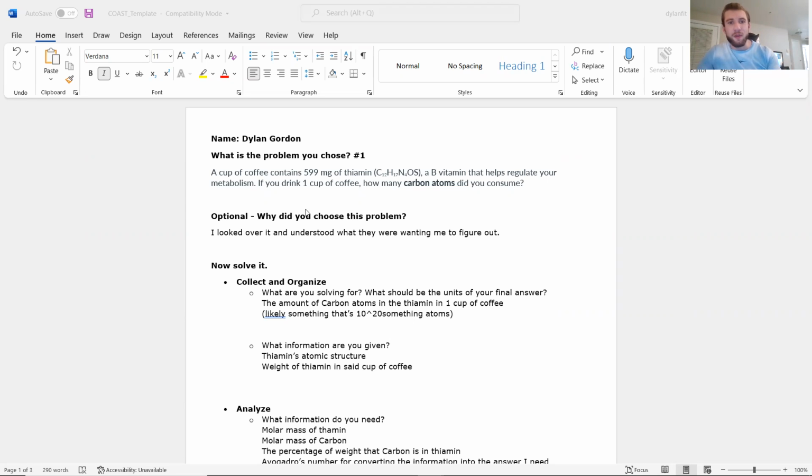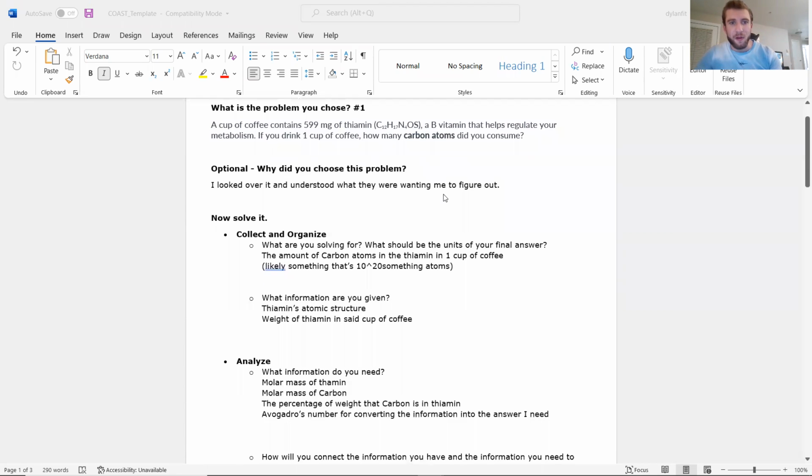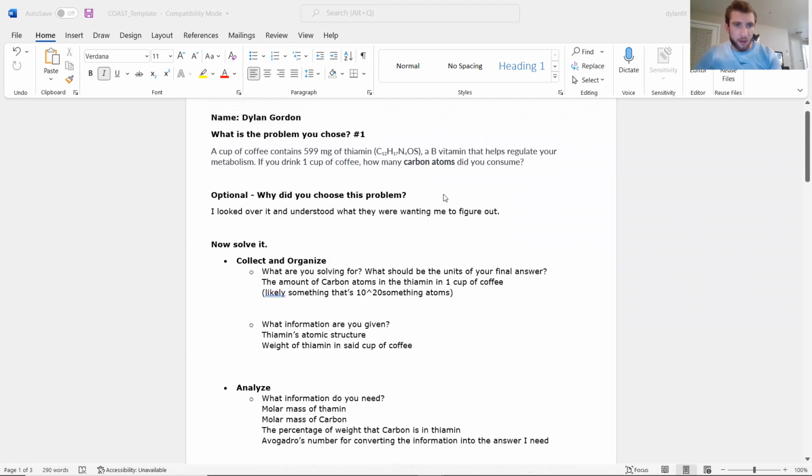So I believe you can see my screen here. It's my first time trying to attempt something like this. But I went with the first question, the one that was dealing with the thiamine. The total weight of thiamine in the said cup of coffee was going to be 599 milligrams. So I went ahead and broke that down on a piece of paper, a little more old school. As far as the math, I do believe the math is correct.